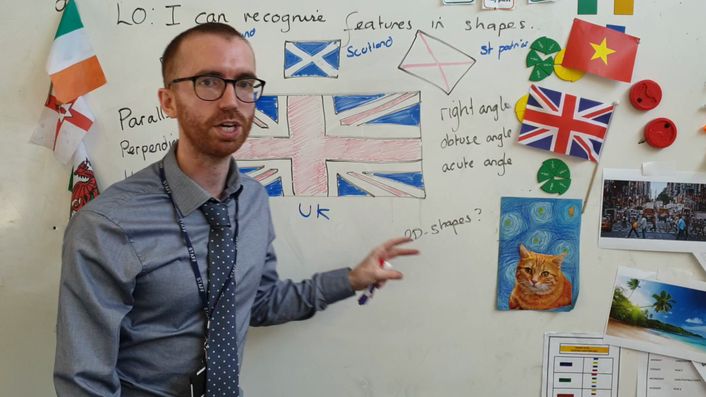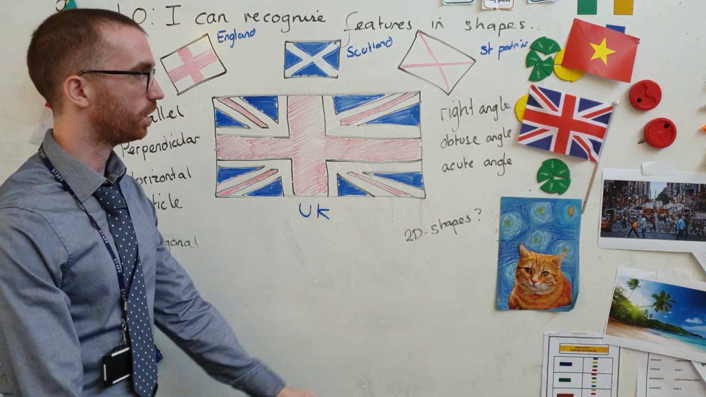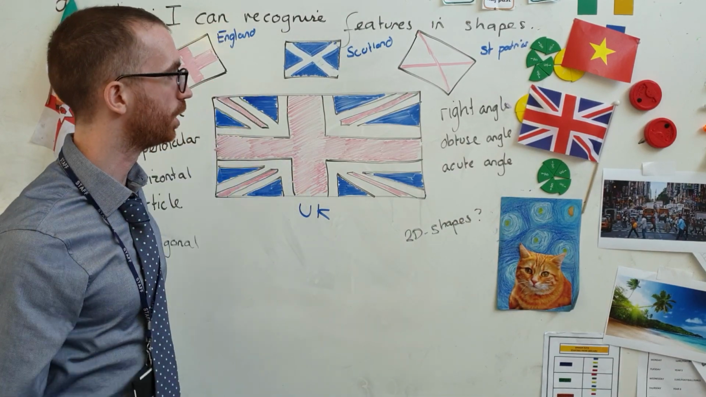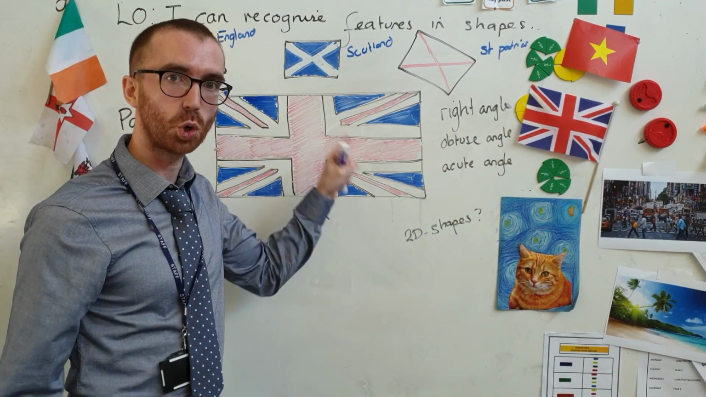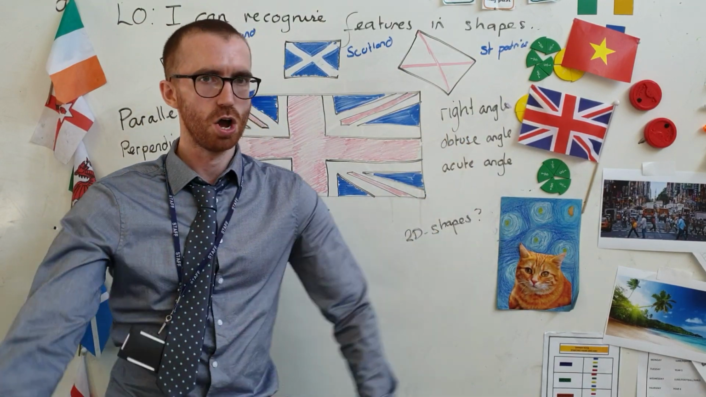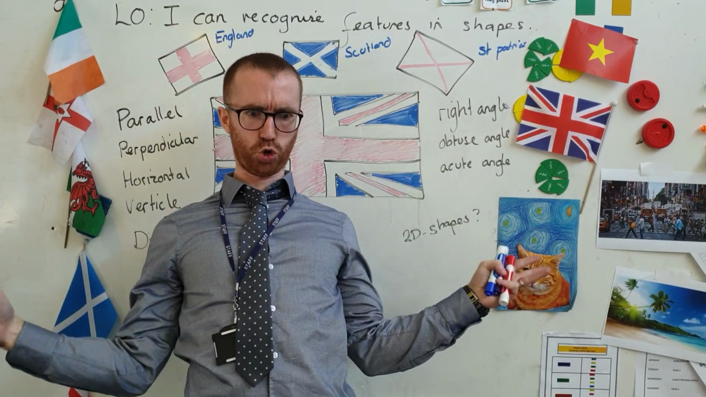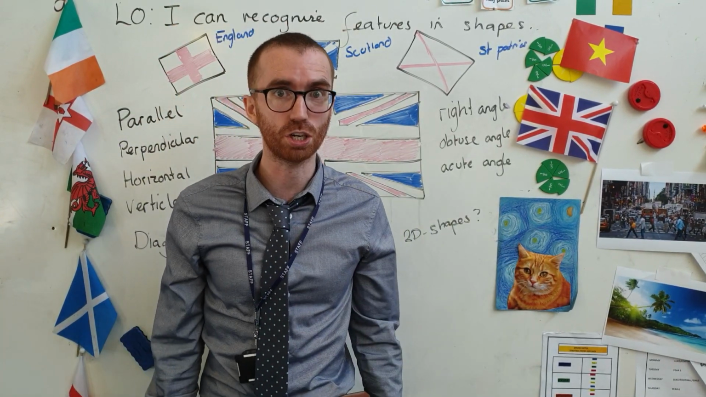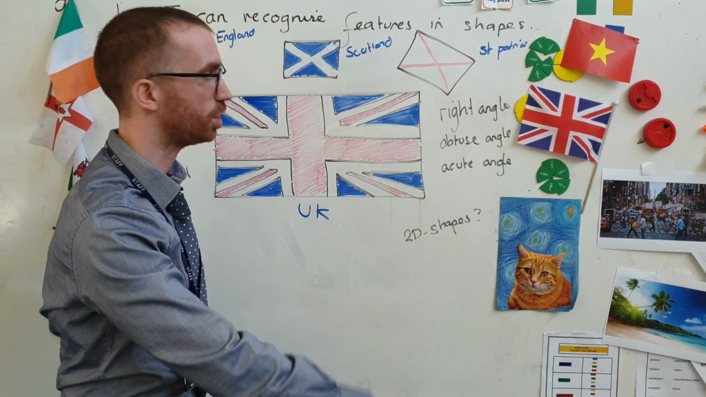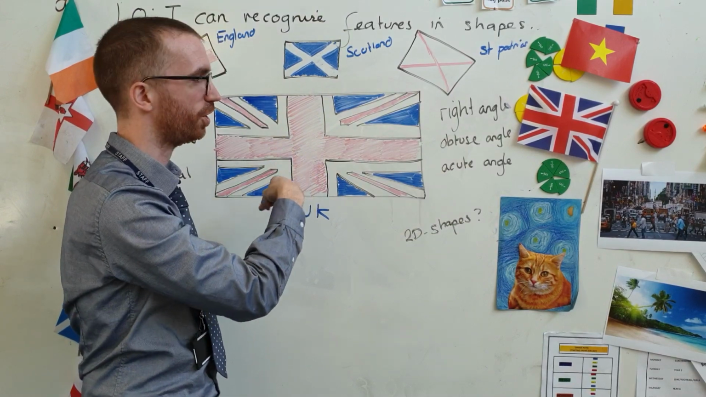And what we're going to do is spot as many features as we can in the flag. So, you're going to do this one with me, and then I'm going to set you a challenge. Maybe you could just draw one. I want you to spot as many right angles, obtuse and acute. Remember, right angle is where it's 90 degrees. Obtuse is where it's more than 90 degrees. Acute is where it's less than 90 degrees. Go back to the video if you need to remember that. I can see all sorts of those on here if you look carefully.